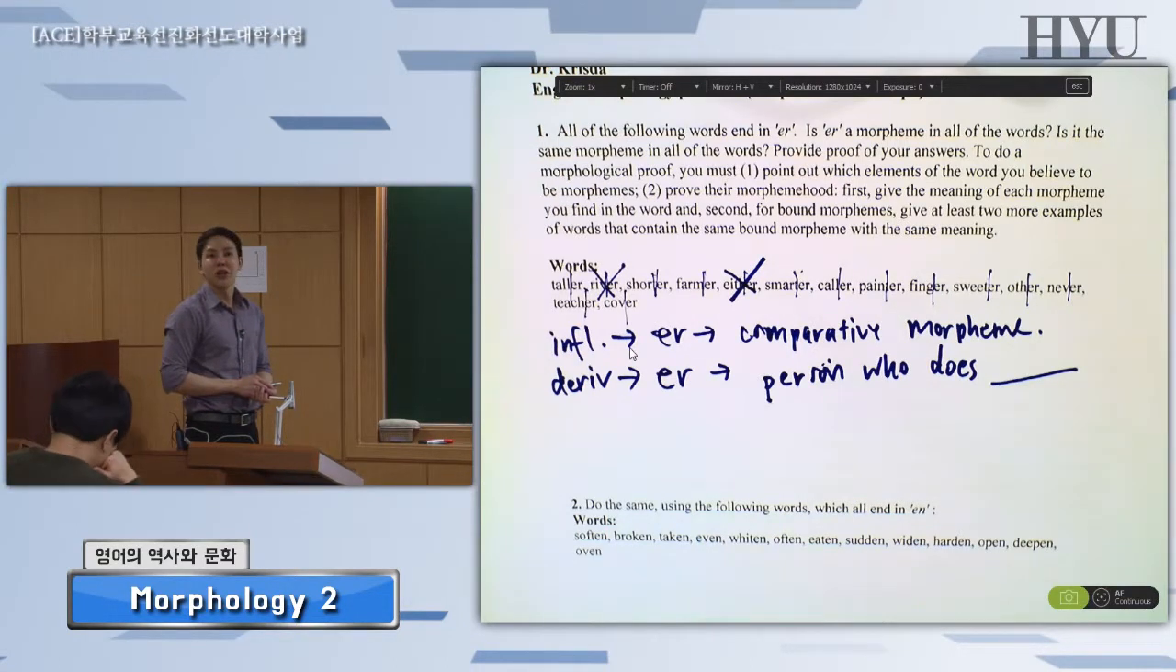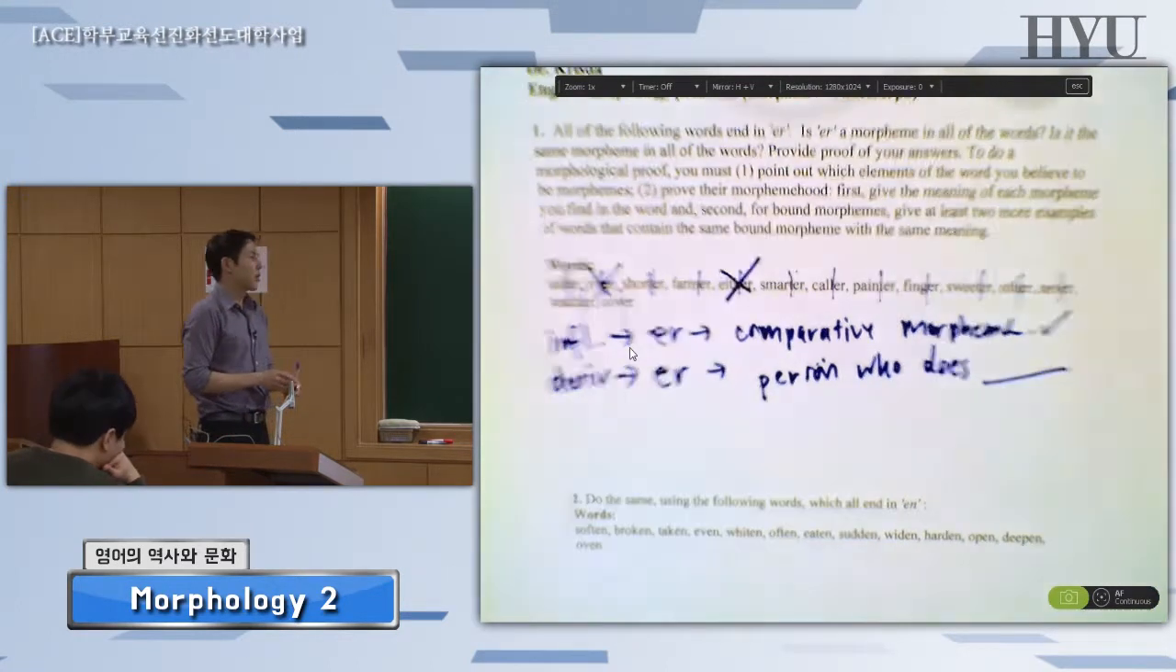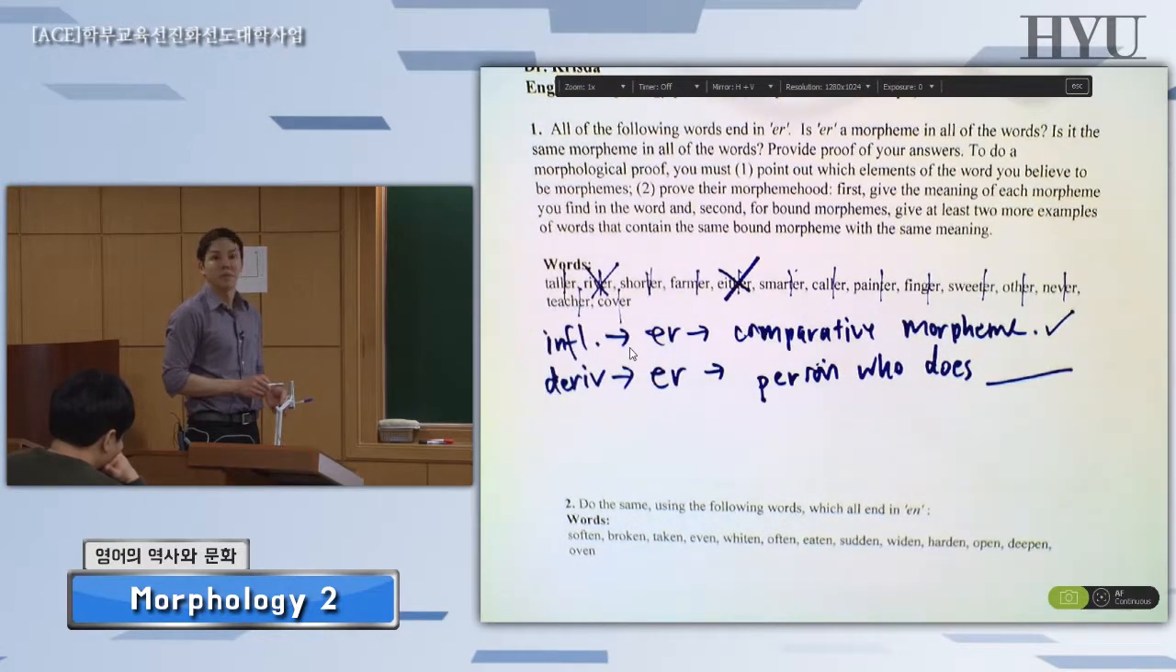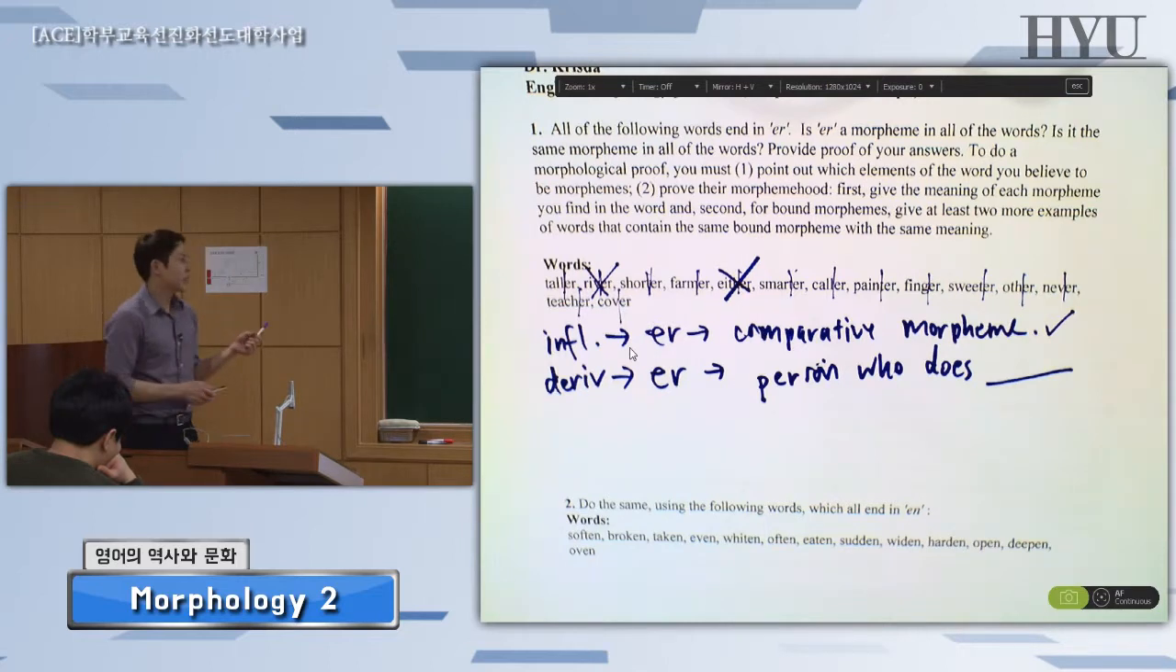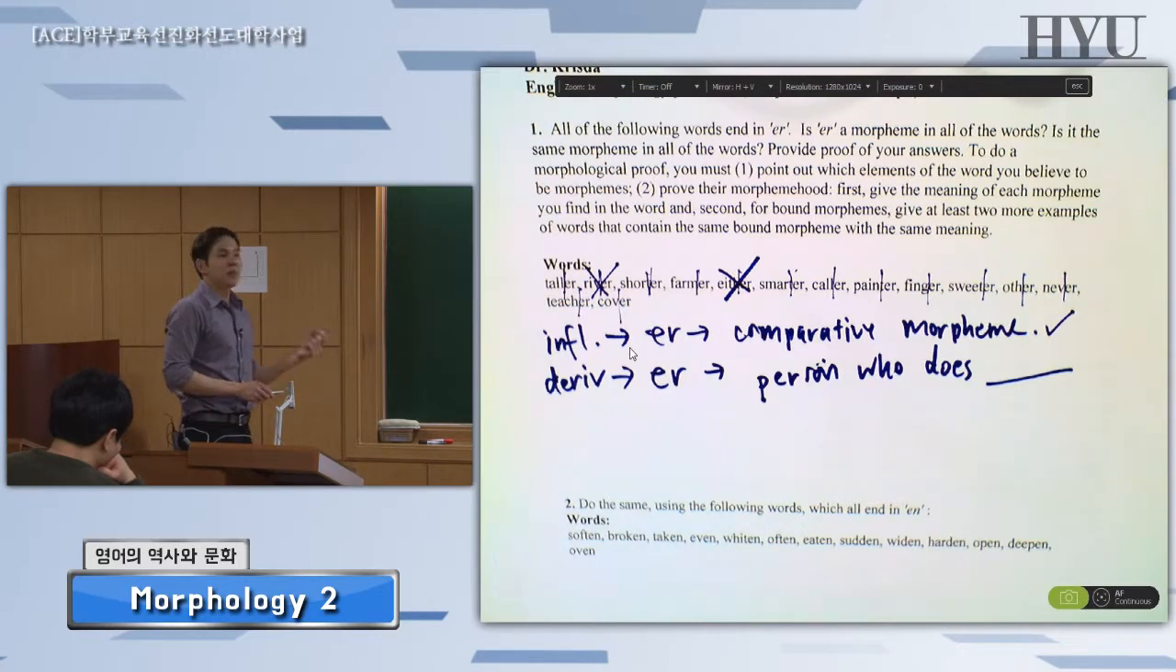Smarter, you can, right? Smart and smarter and smartest. So in this case, it's the first category, comparative morpheme. Caller, a person who calls, right? So like the second category, person who does. So this -er, the second category. It's a derivational suffix. Painter, a person who paints. So same thing, derivational suffix, person who does.